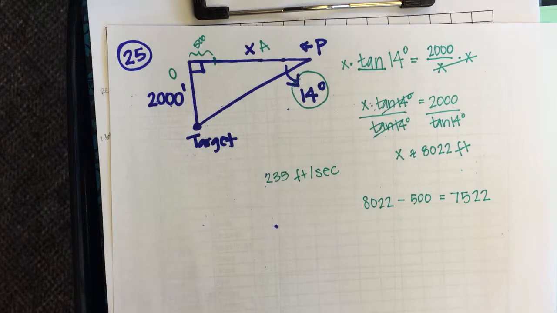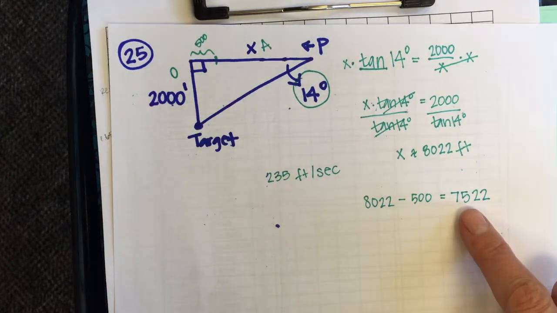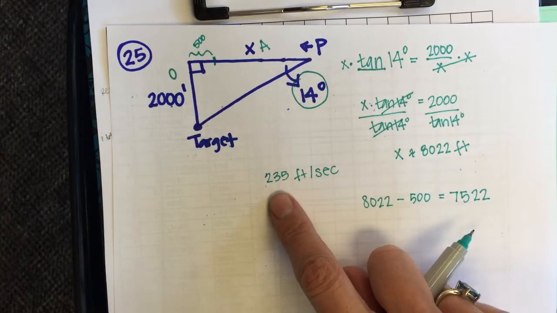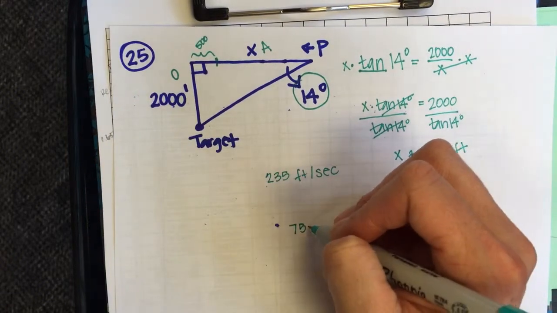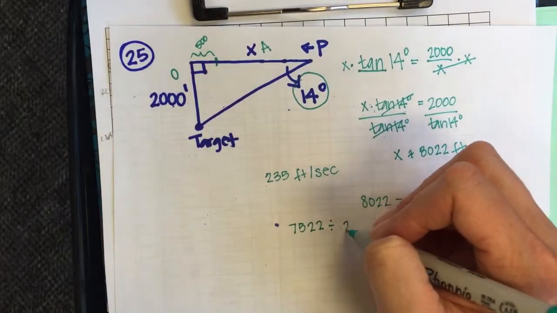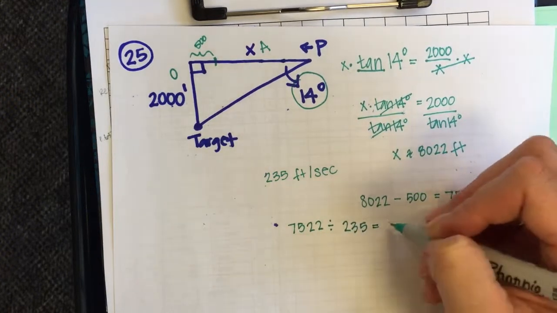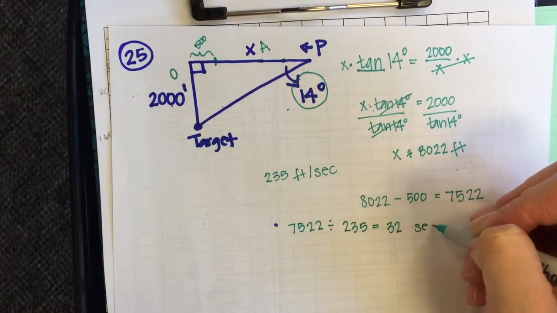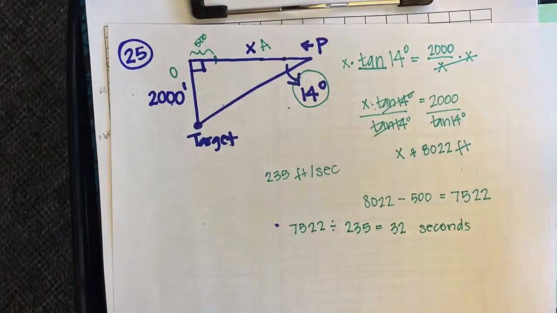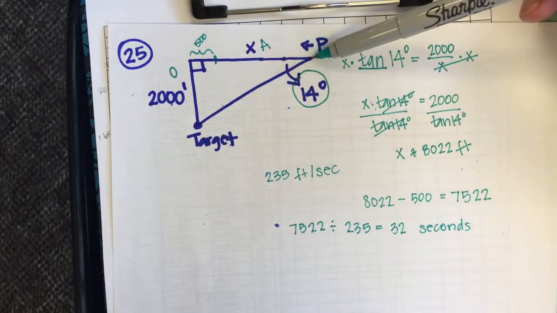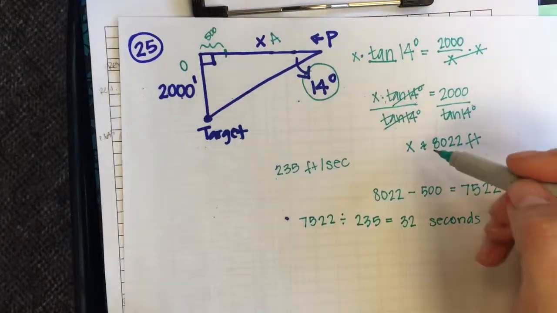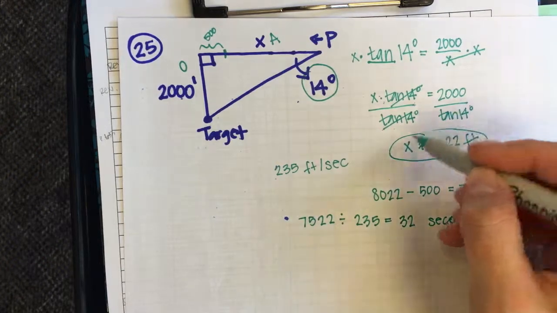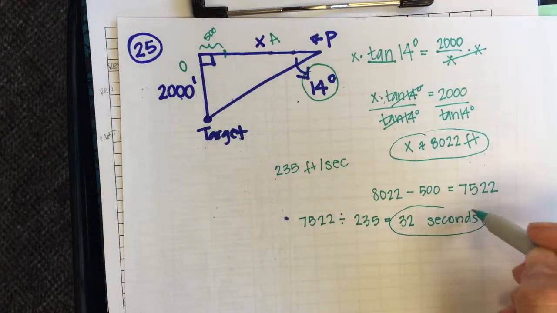So how long will it take the airplane to go 7,522 feet if it is traveling at a speed of 235 feet per second? To find that, we would divide. It would take the airplane 32 seconds. So the pilot from this point should drop the supplies in 32 seconds. So here's part A, and here is part B.